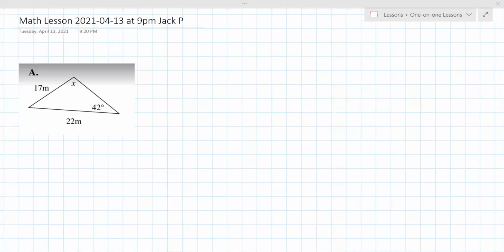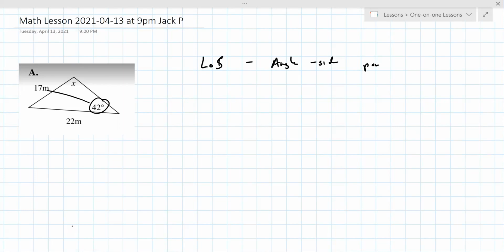So if you're seeing my screen, you see problem A on the worksheet here. Okay, so the law of sines. I'll do an LOS for law of sines. It requires an angle-side pair. See how there's an angle and a side pair?